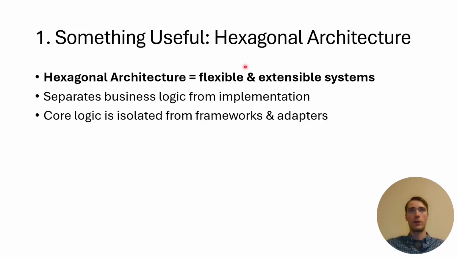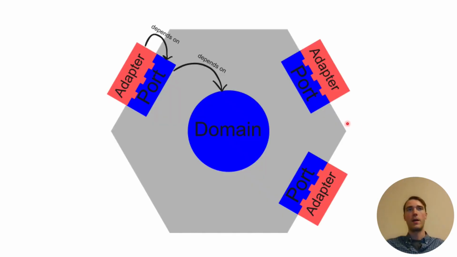So something useful for you might be understanding hexagonal architecture. It is a way to develop flexible and extensible systems. It separates business logic from implementation, and core logic is isolated away from frameworks and adapters. So the core logic of whatever you're doing doesn't change even if you change how you're implementing it in the real world. Here's a diagram I made of hexagonal architecture.